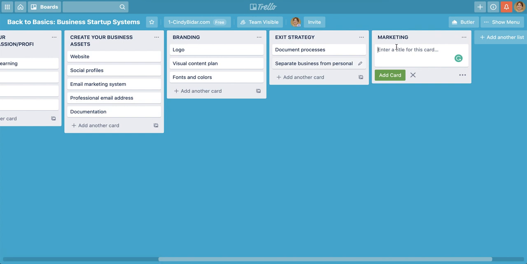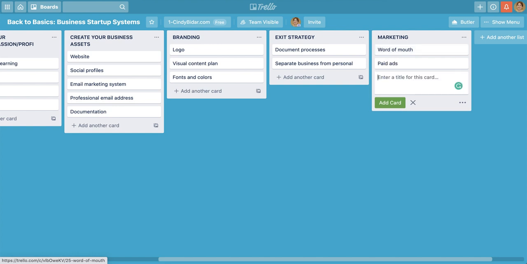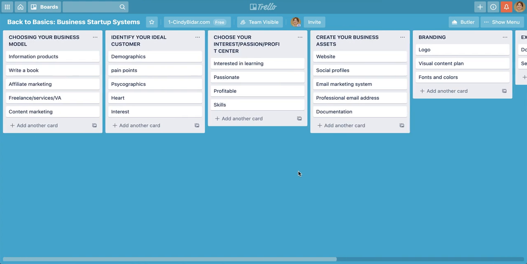Under marketing, we're going to have to think about how you're going to market a business. There's lots of different ways you can do that depending on what your business model is. Maybe you're going to go with word of mouth. Maybe you're going to use paid advertising. Maybe you're going to use content marketing. Maybe you're going to use video marketing. There's lots of options in here. So I have this big brain dump of ideas.